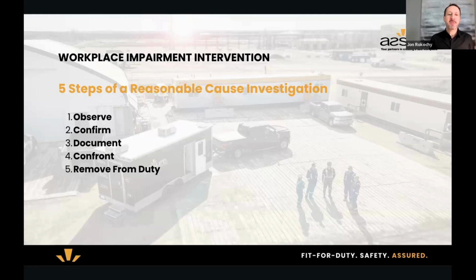And then confront. So confront is after you've documented, we've confirmed, we both agreed, me and the other supervisor, we both agree that we're going to request a test. At this point, we would phone Assure and say, we've got a reasonable cause situation. We're going to bring the worker down probably in the next hour or 2 hours. You give us a heads up. These appointments, whenever you call us in these situations, you always get bumped straight to the front of the line.